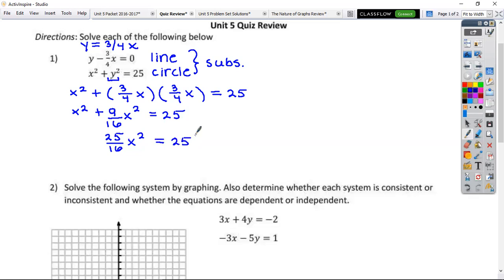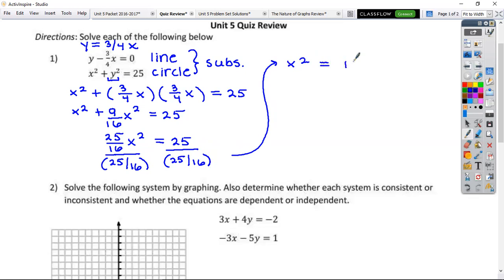All right, so your goal is to solve for x. So to solve for x, I have to get it by itself. So I would divide both sides by 25 over 16. And you're going to notice something really nice happens. All right, what do we get from 25 divided by 25 over 16? 16, good. Coming up here. So I have x squared is equal to 16.